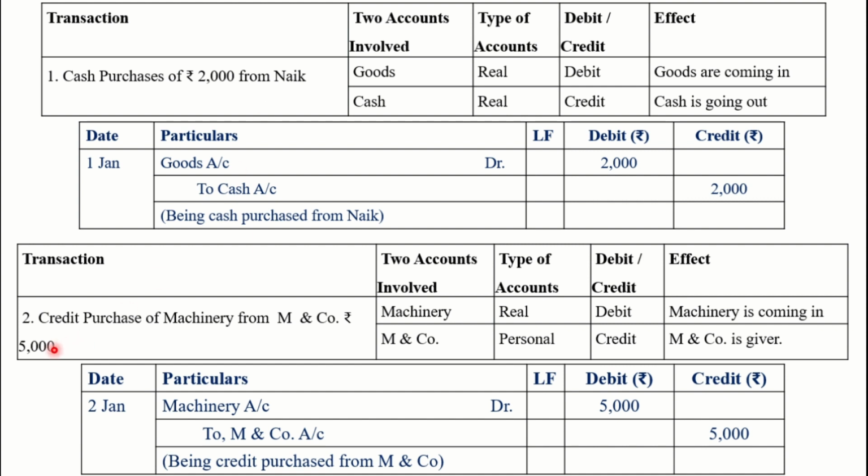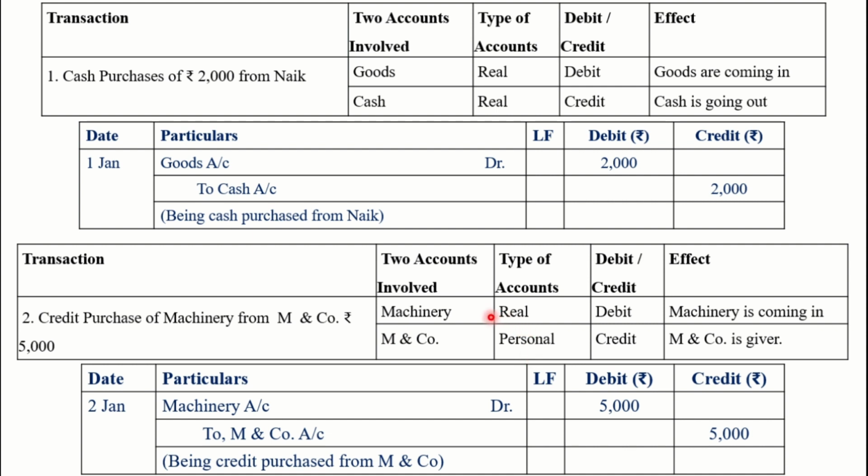Then second transaction, on 2nd January, credit purchase of machinery from MN Cooperative rupees 5000. Which two accounts are involved in these transactions? Machinery and MN Cooperative. Why MN Cooperative? Because this transaction is on credit basis. That's why we have to write down MN Cooperative. Machinery account is a type of real account. MN Cooperative is a type of personal account.